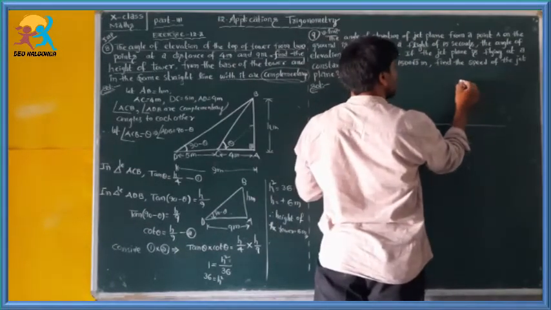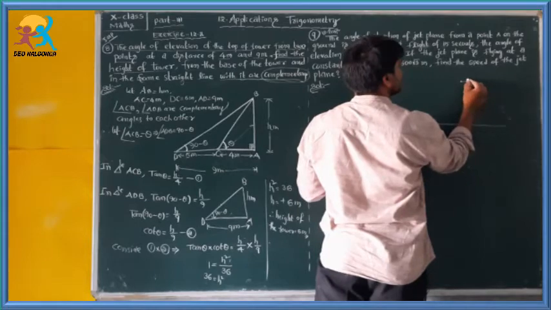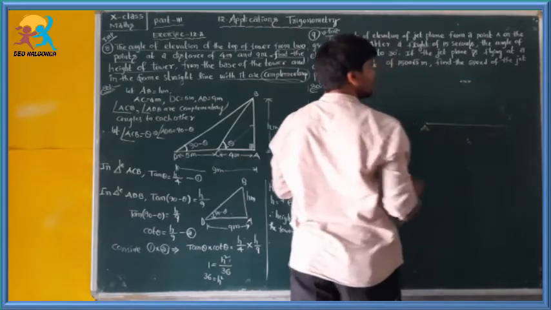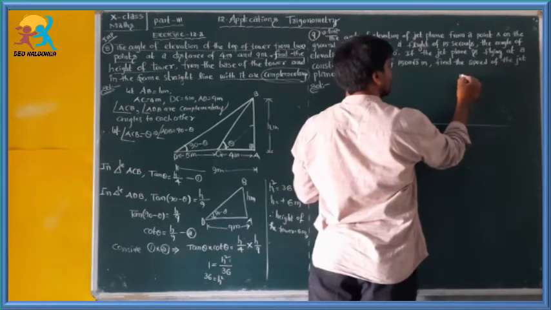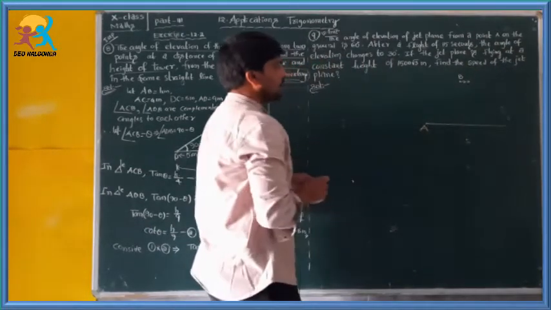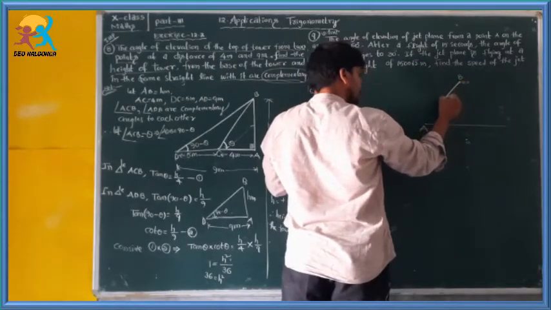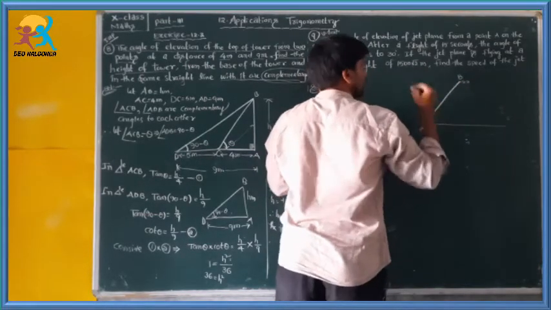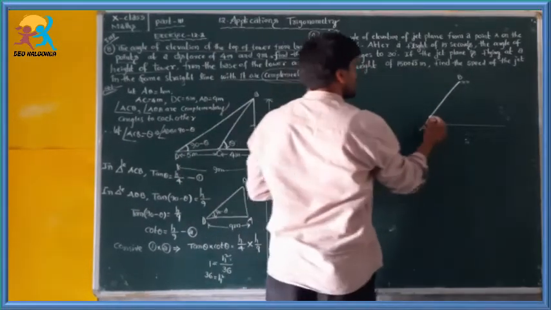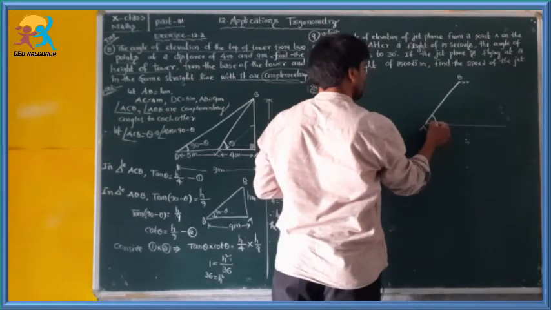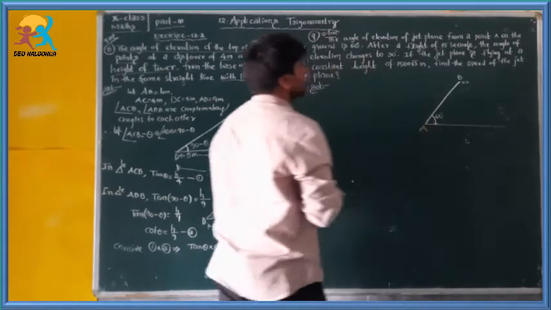Suppose the jet plane is traveling towards this direction from this point. This is point B. So draw the line of sight from B to A. This is the line of sight. The angle of elevation is 60 degrees with the ground.